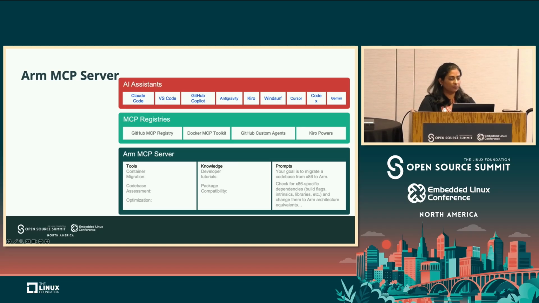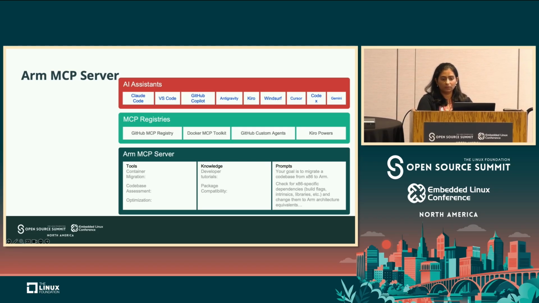So in a nutshell, what is the ARM MCP server, right? We have integrated it with several AI assistants that are available currently: Claude, VS Code, GitHub Copilot, Anti-Gravity, Kiro from Amazon, Windsurf, Cursor, Codex, and Gemini, and several others we are working on. How do you find our MCP server?